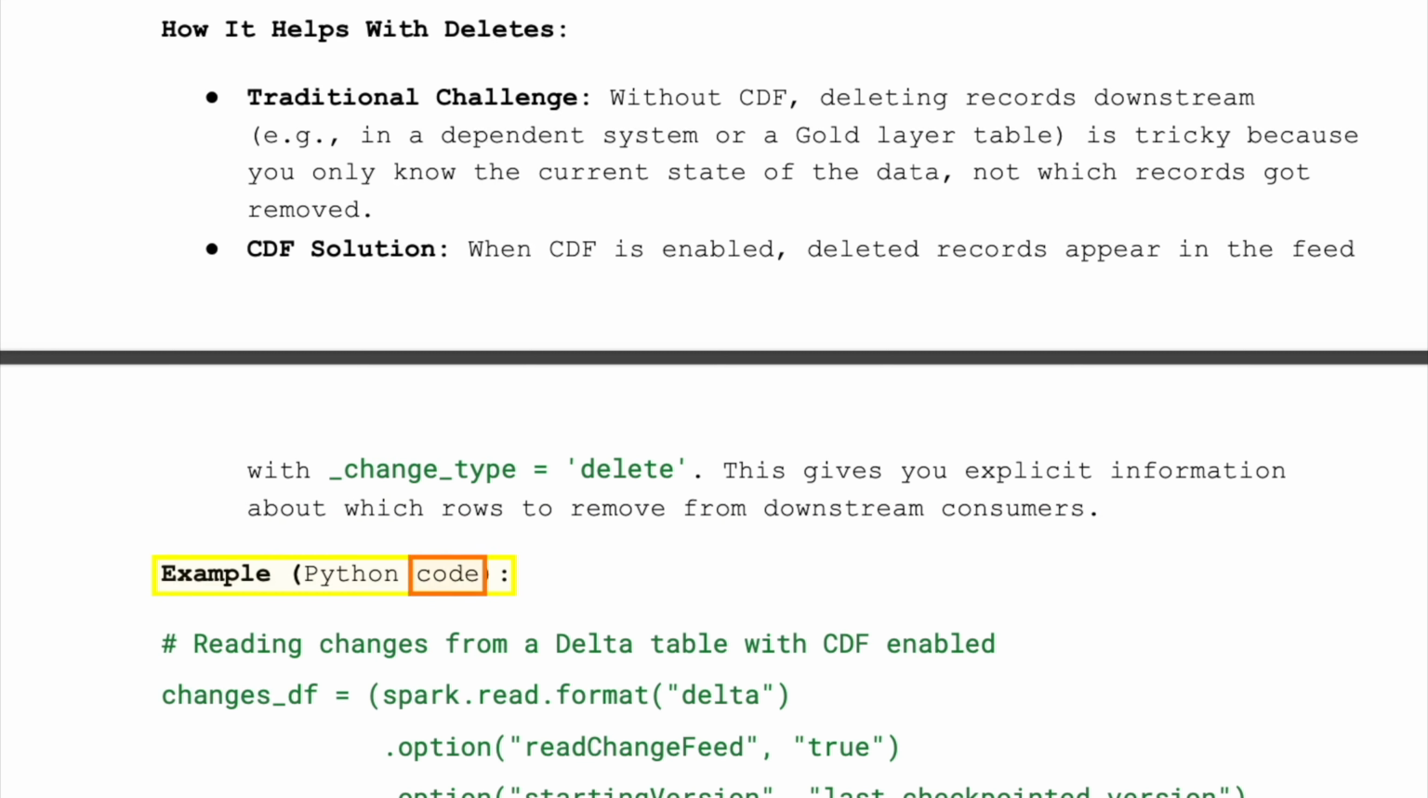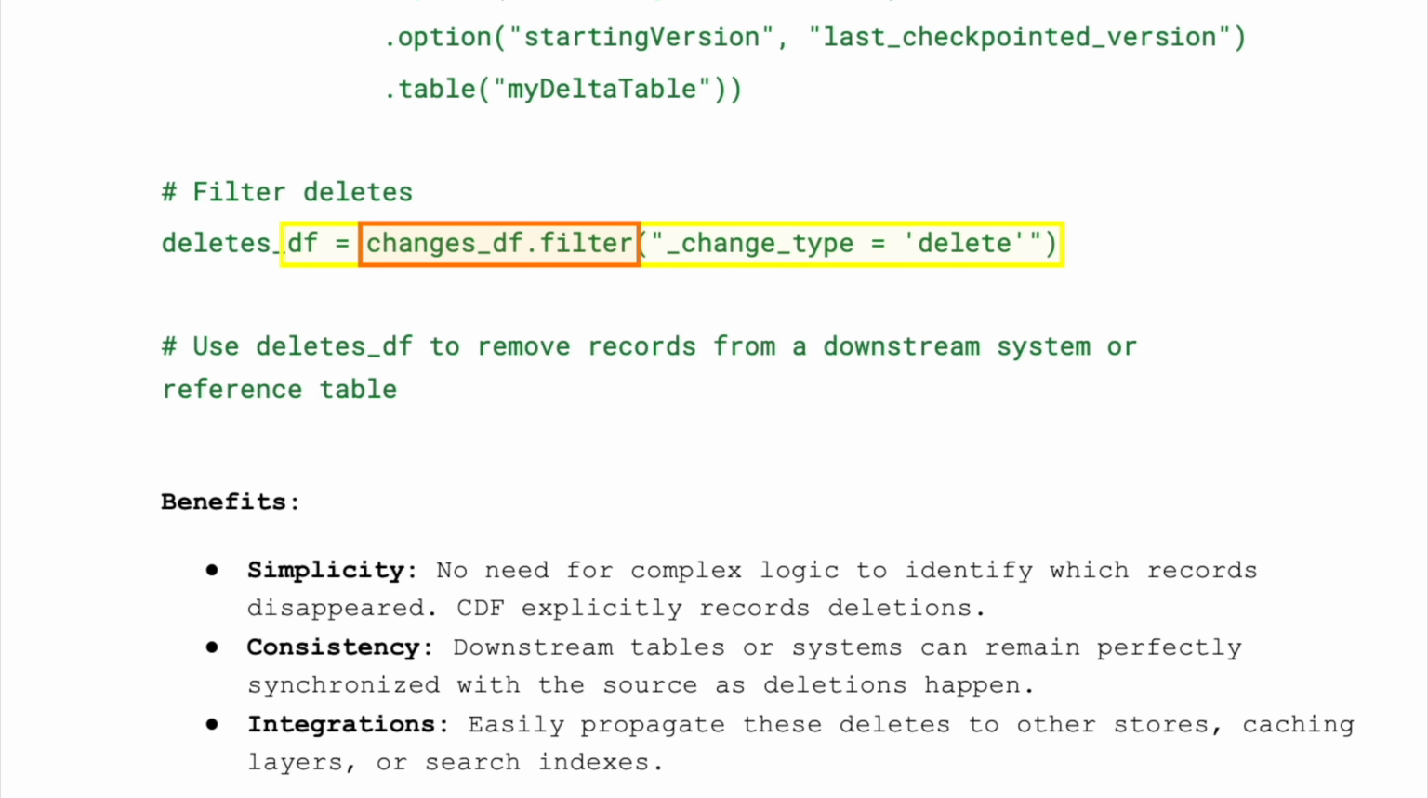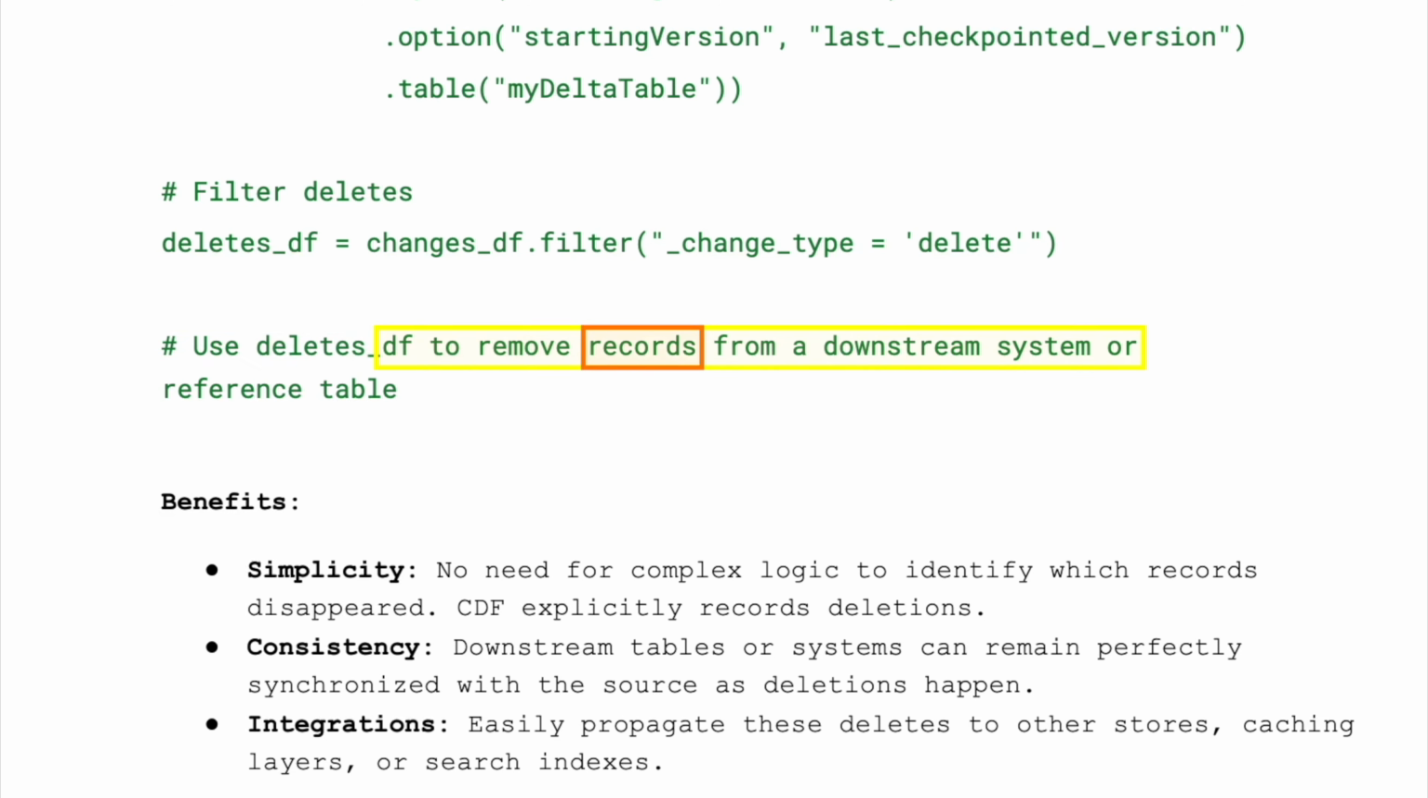Example, Python code. # Reading changes from a Delta table with CDF enabled: changes_df = spark.read.format("delta").option("readChangeFeed", "true").option("startingVersion", last_checkpointed_version).table("mid_delta_table"). # Filter deletes: deletes_df = changes_df.filter(_change_type == "delete"). # Use deletes_df to remove records from a downstream system or reference table.